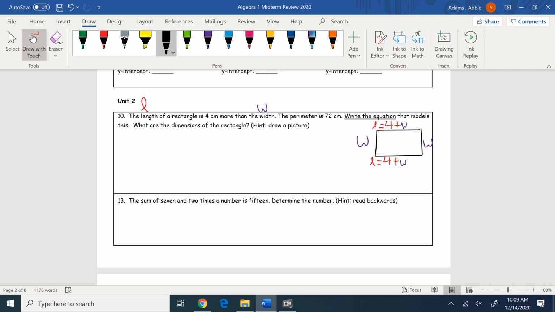The equation for the perimeter of a rectangle is P equals 2 times the length plus 2 times the width. So, let's find the perimeter of this rectangle. So P is going to equal 2 times my length, which is 4 plus W, plus 2 times my width. And it's asking us to write the equation that models this. So this is an equation, but we want to write it in its simplest form. So we're going to have to use the distributive property.